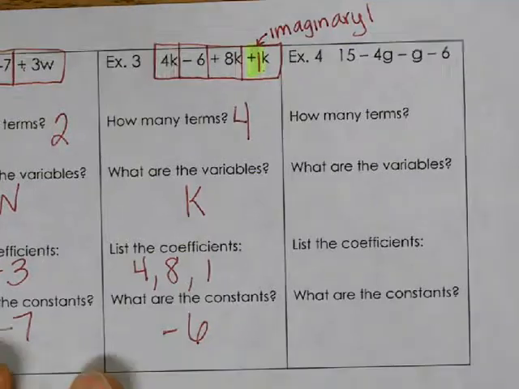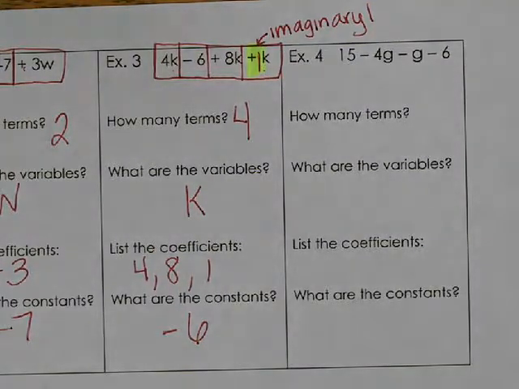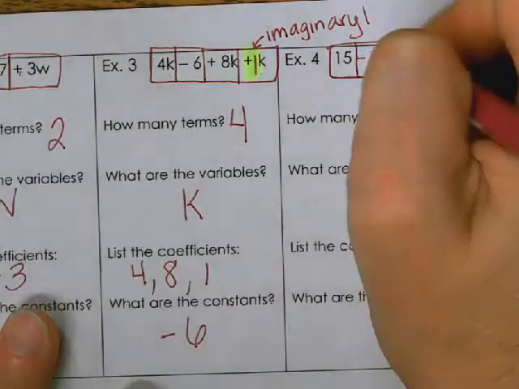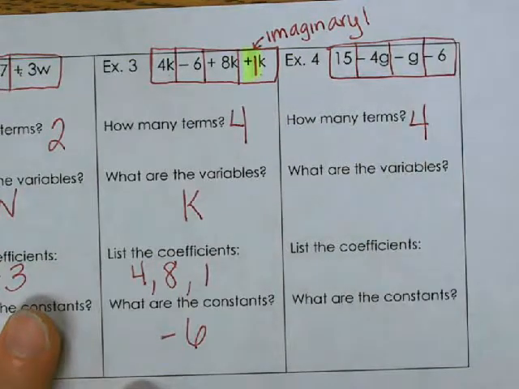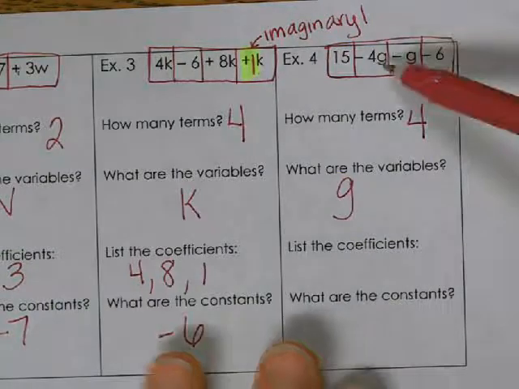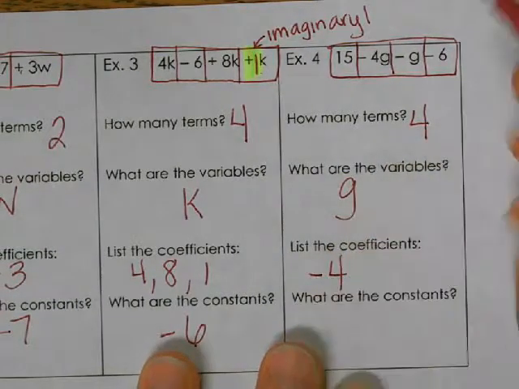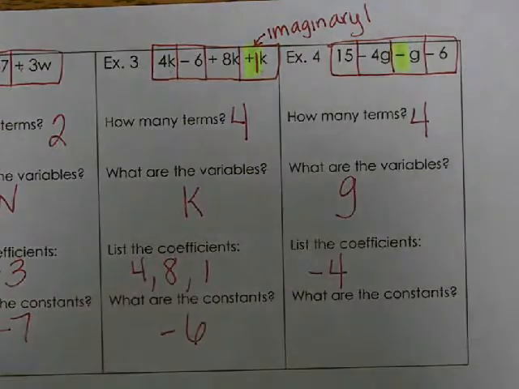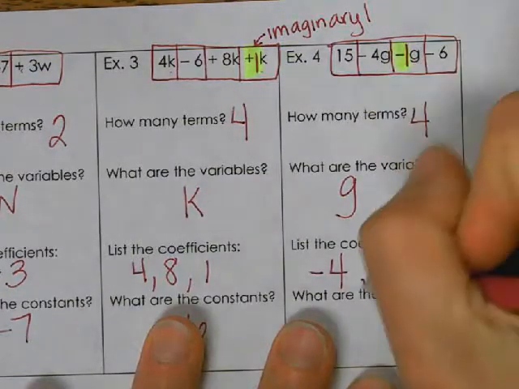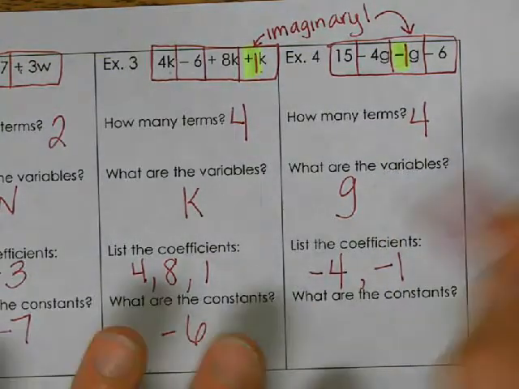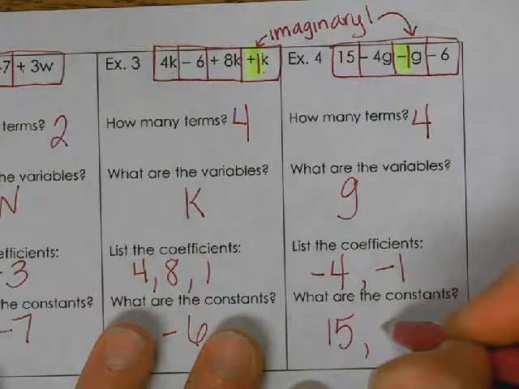Okay. All right, you do example 4. And the answer to example 4, if we split it up, we've got 4 terms. The variable is g. The coefficients are -4g. So -4, and then here there's a 1 hiding because there's nothing in front of it, so -1. That's also an imaginary 1. And then the constants are 15 and also -6.